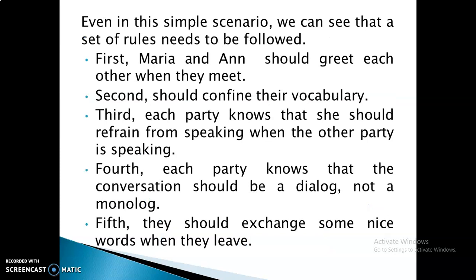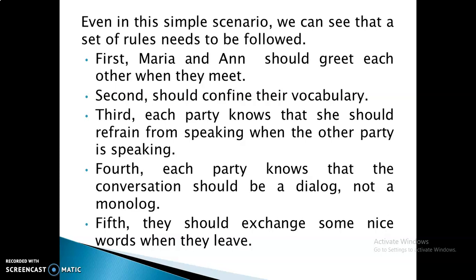Even in this simple scenario, we can see that a set of rules needs to be followed between Maria and Anne. So what are the rules? First, Maria and Anne should greet each other whenever they meet. Second, they should confirm their language, that is, both agree whether the language is Tamil, Telugu, or English.